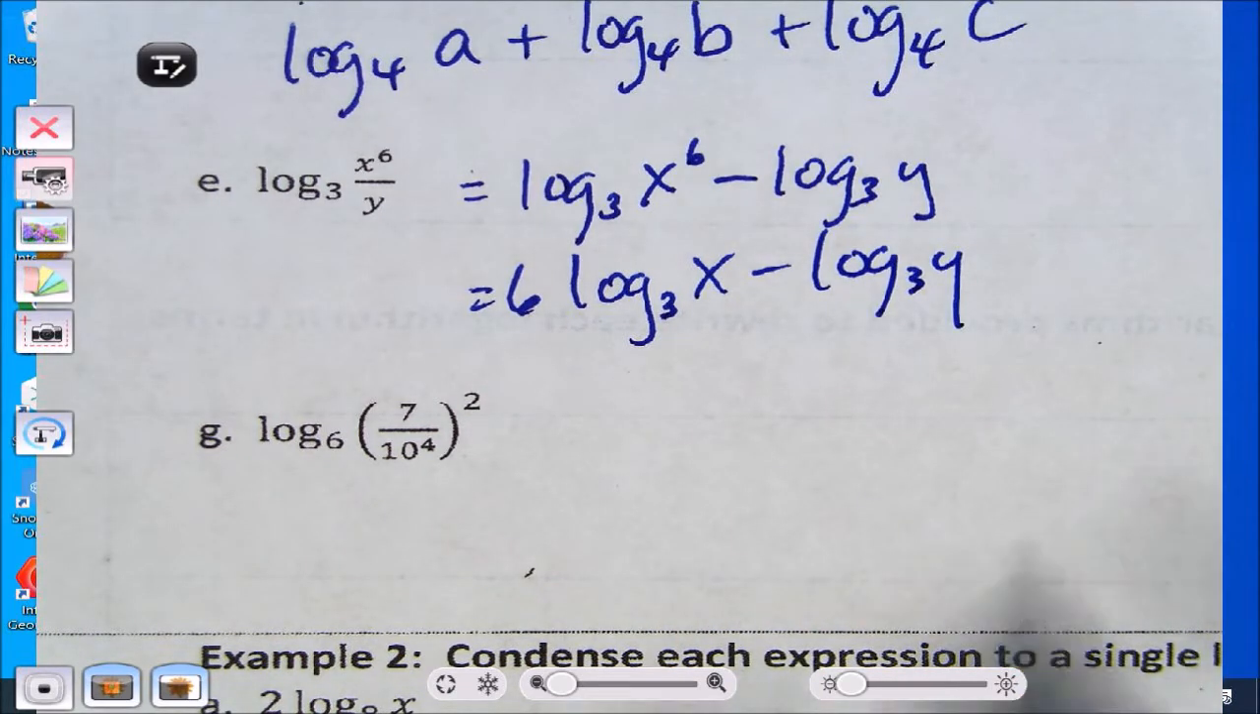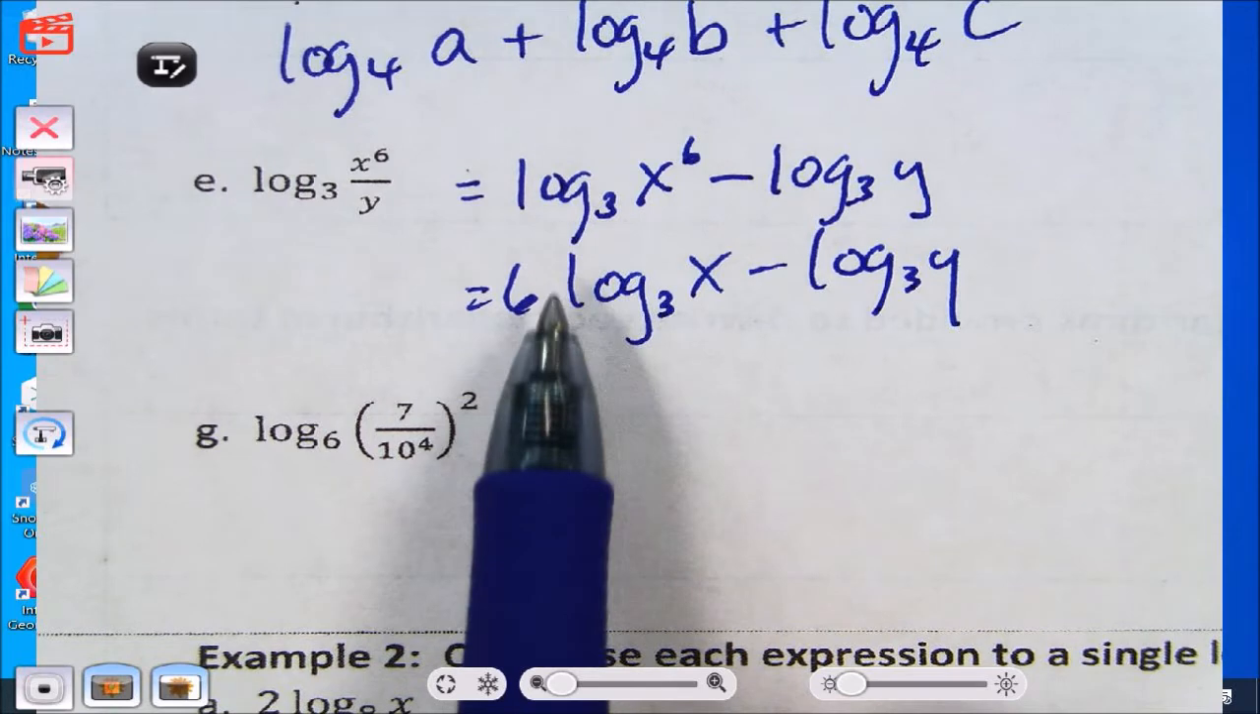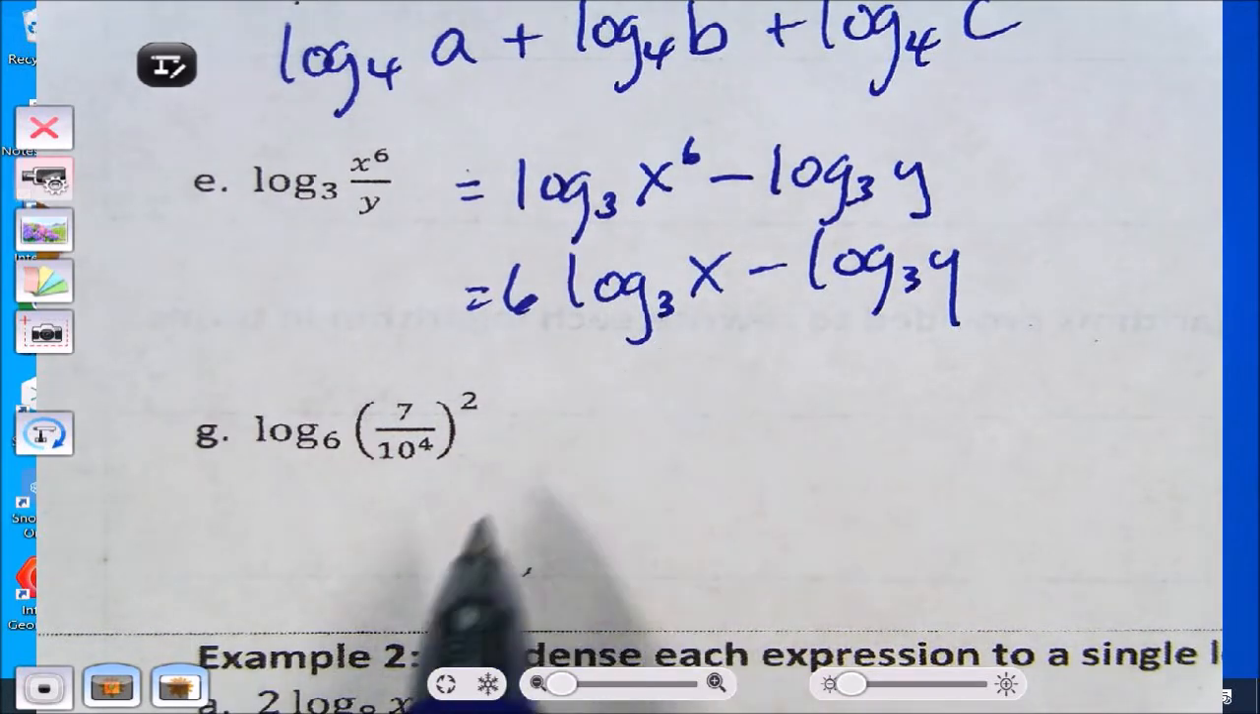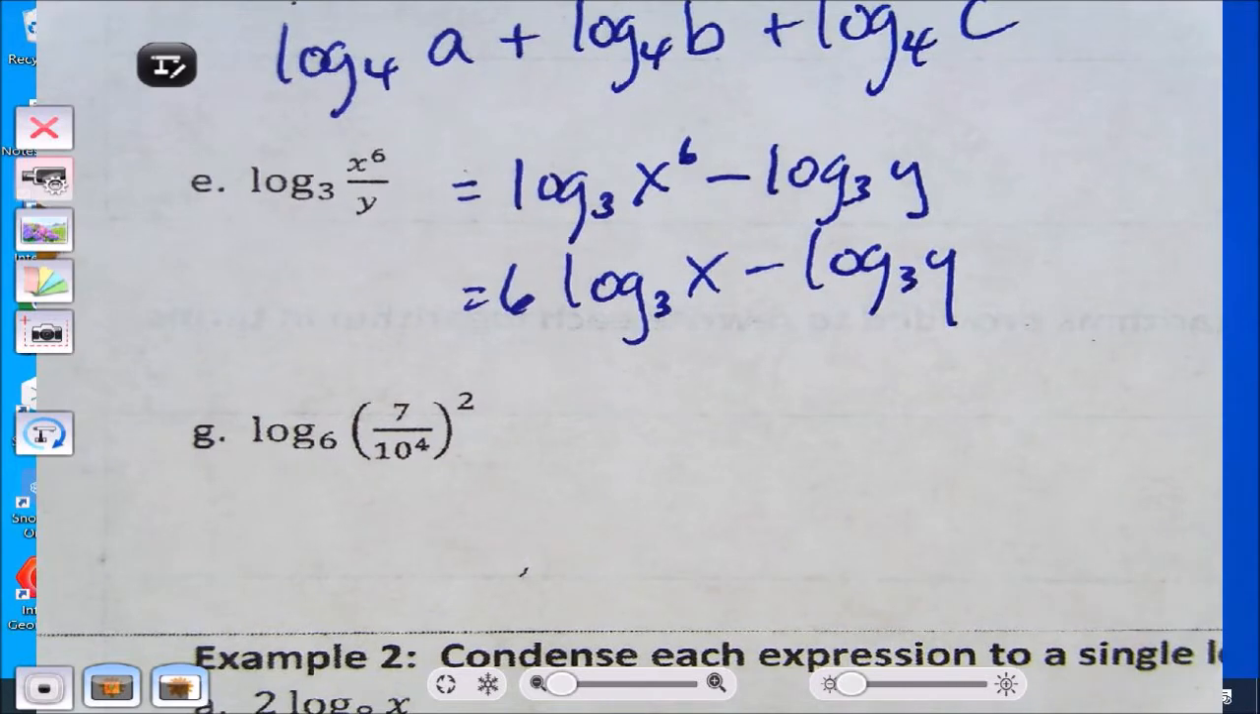By the way, if you skip any of these steps, great. That's fine. After several of these, you'll start seeing a pattern and you'll just spit them out. Okay? Ready for F?